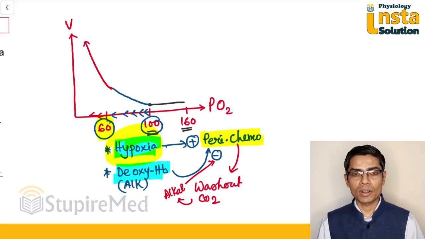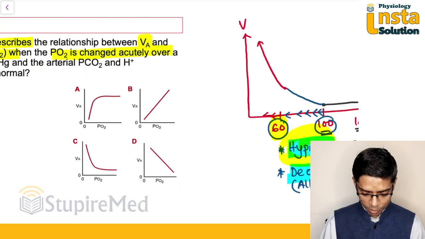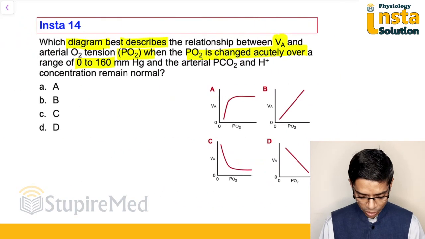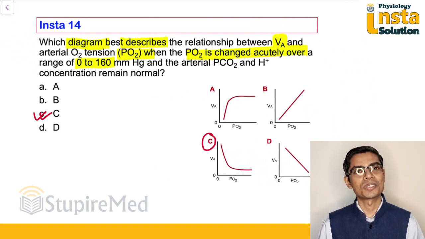But whenever the partial pressure of oxygen is below 60 millimeter of mercury, then the stimulation to ventilation is so strong that this inhibitory effect is negligible. That's why the answer of this question is nothing but option number C. Got it, student?